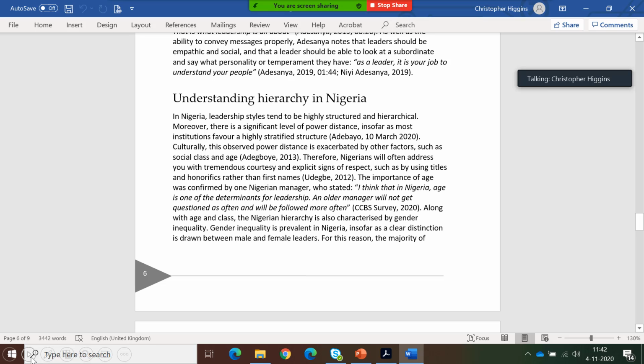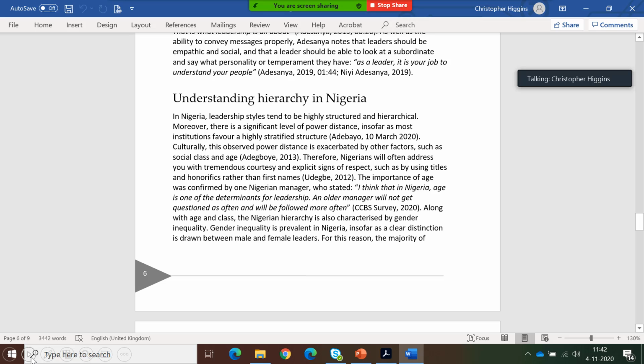So they say, therefore, Nigerians will often address you with tremendous courtesy and explicit signs of respect, such as by using titles and honorifics rather than first names. They go on to say the importance of age was confirmed by one Nigerian manager who stated, and then they have a direct quote. It's exactly what we're looking for. After that, they go along with age and class. The Nigerian hierarchy is also characterized by gender inequality.